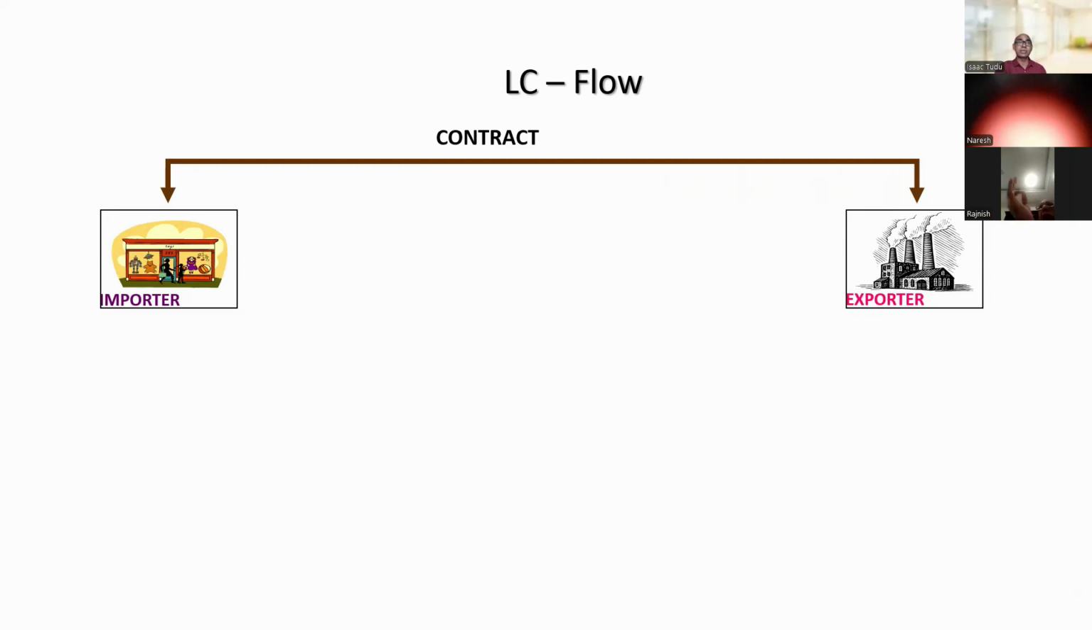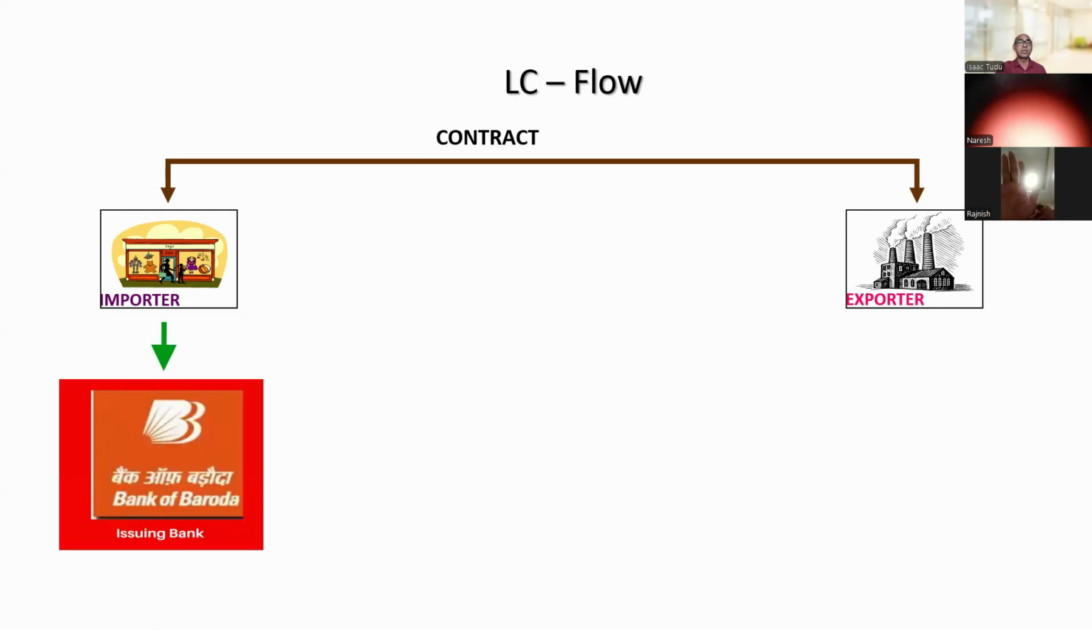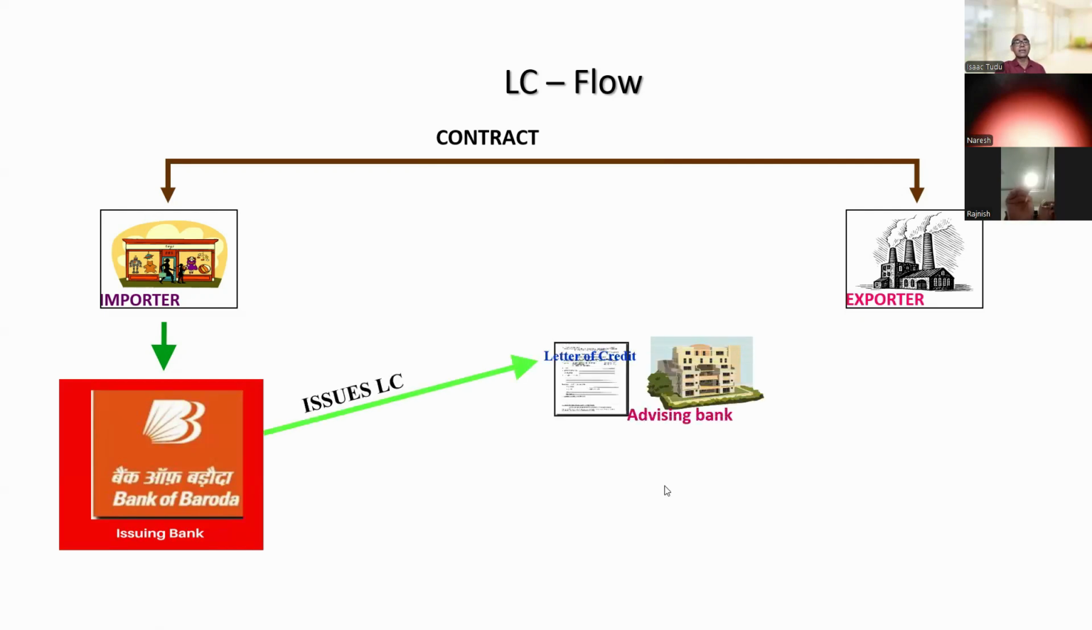So now the importer is based in India, right? So the importer will approach his bank. We have taken a local bank so that you can understand the transaction in a different manner also. So Bank of Baroda is the issuing bank. Fine. So basically the importer requests the local bank, where they have an LC limit, to issue the LC, and the LC will be issued by the issuing bank. It will be transmitted to the advising bank, and the advising bank will ultimately give it to the exporter. Now the exporter has received the LC, right?